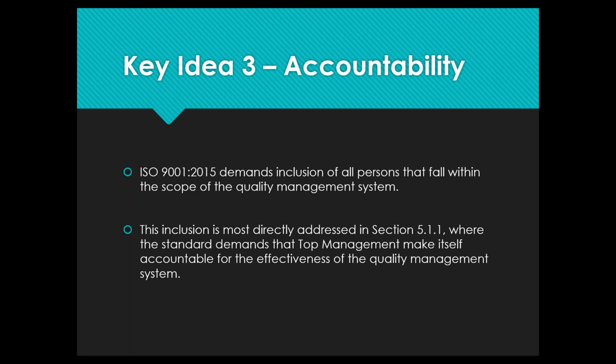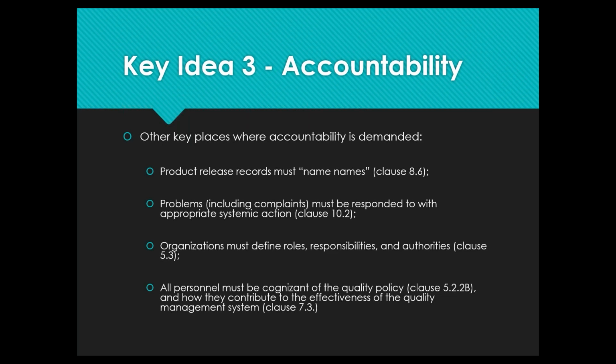And this is a concept that then cascades into other areas. In 8.6, it demands that product release records have to name names. So we need to know who authorized this product to ship. Complaints have to be responded to with corrective action, section 10.2. Excuse me, I should say appropriate systemic action.